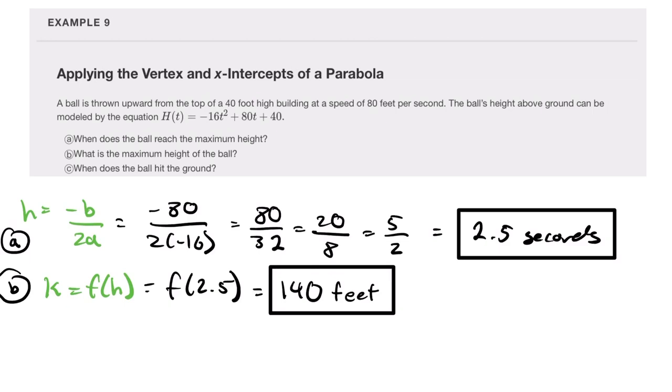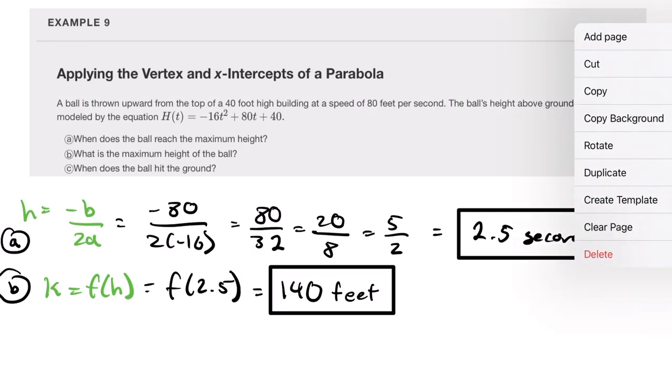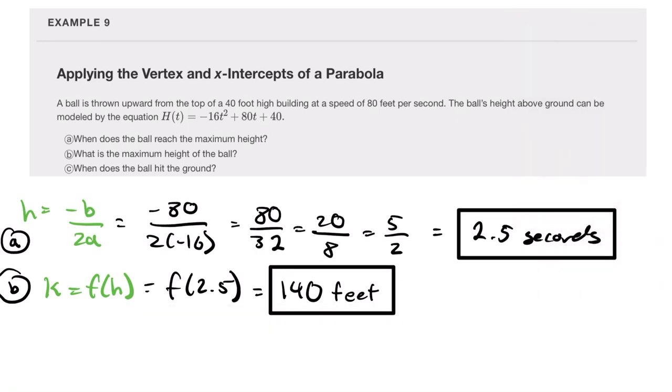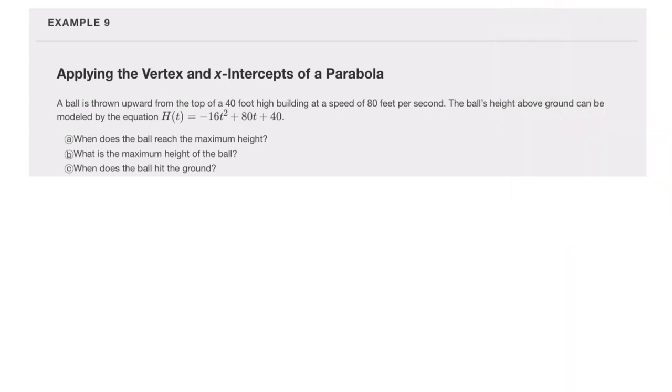And then when does the ball hit the ground? So when the height is 0, so we want to set the original equal to 0 and solve. I might need some space. Okay, yeah, let's duplicate this and clear. So for C, we want to set the original to 0 and solve. We got this negative 16t squared plus 80t plus 40. We want to set that equal to 0.